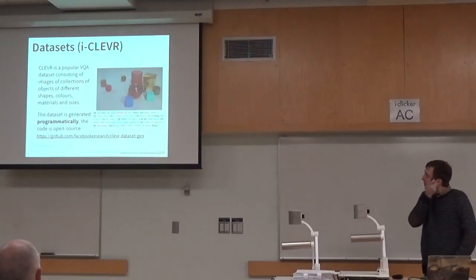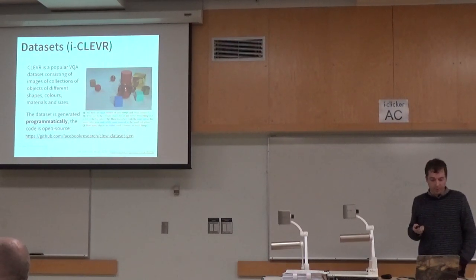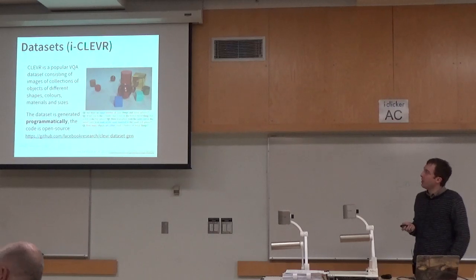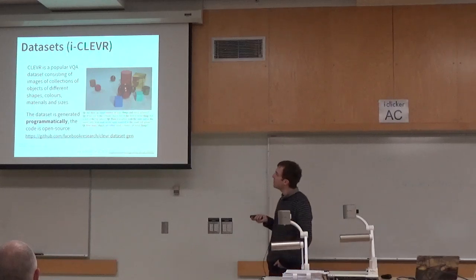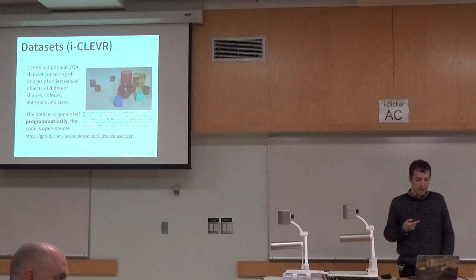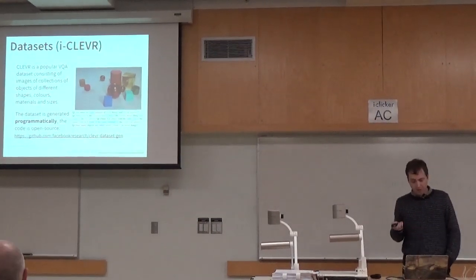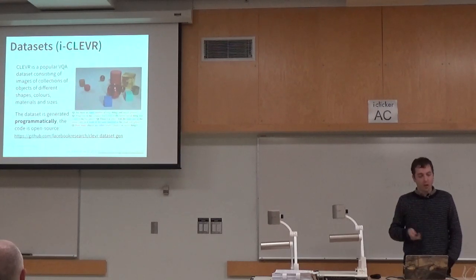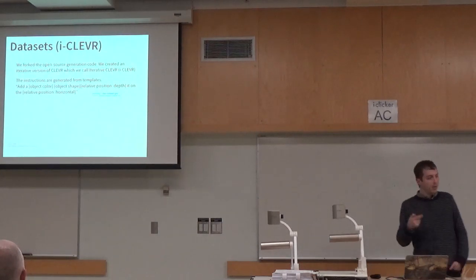Okay, so the other data set we experimented with was based on something called Clever. This is a popular visual question answering data set, I think it came out in 2016, so it's been used quite a bit. The interesting thing about this data set is that it's generated entirely programmatically. The code is open source, so we took this data set. We're not trying to do a VQA data set, but because it's generated programmatically, we were able to grab hold of it, fork it, and create a new version of it, which we call Iterative Clever.